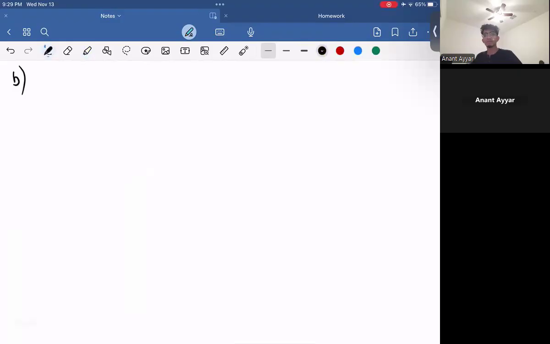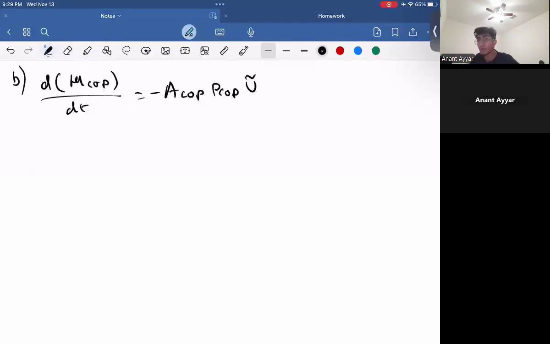So the first thing we do is, again, we used the accelerating frame last time. So let's see if we can use that to at least start with a simplified equation. So we have d, I'm going to call this m cop for copper, dt is equal to negative a cop rho cop v prime or v tilde cop. But the issue is that this term here is an unknown. And so we don't know what that term is.